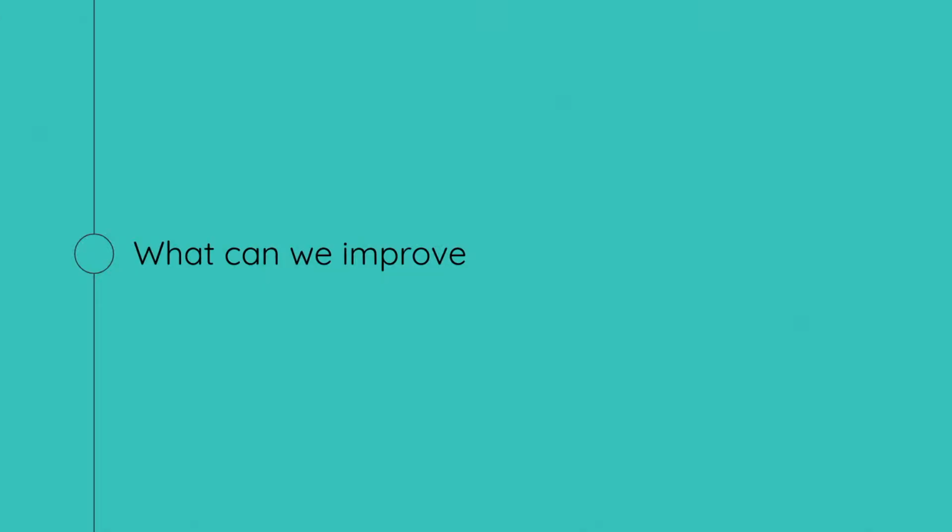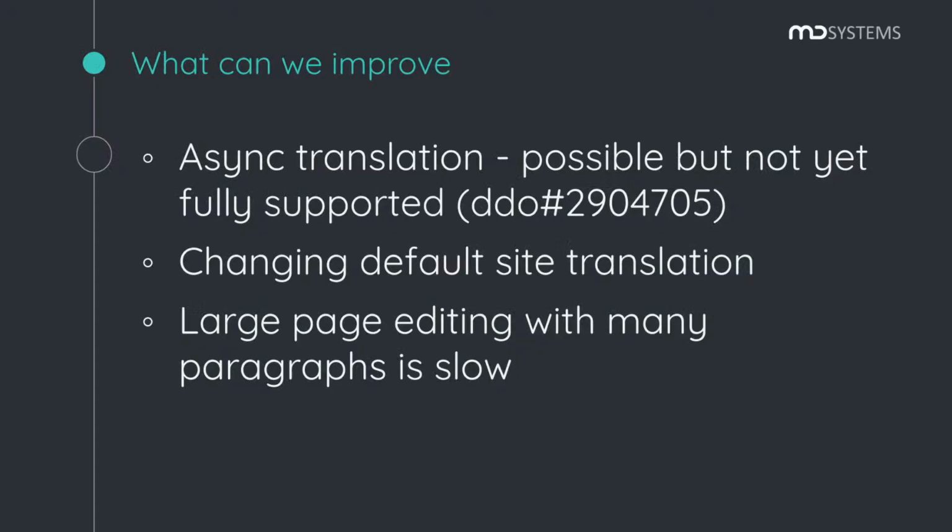Now, what can we improve? Of course, a lot of stuff. If you need async translation, there is a patch for that. It's quite long but active, so you can check that. But really, we never used that. We didn't need it for now.